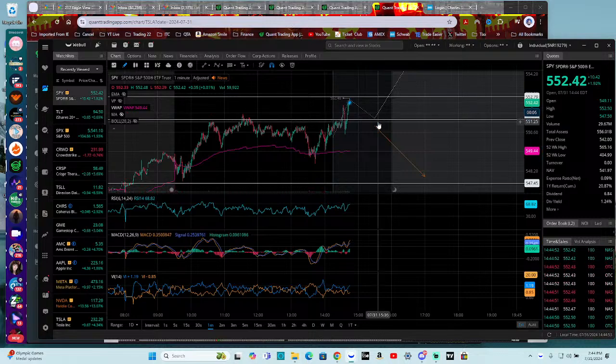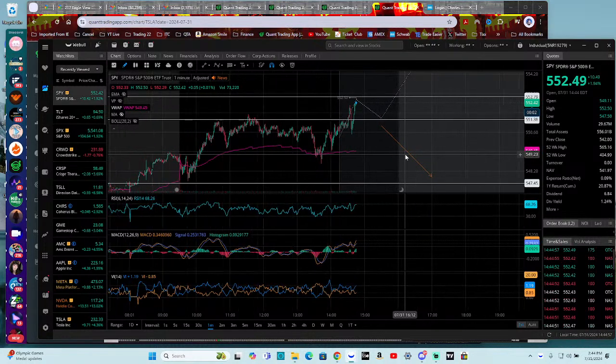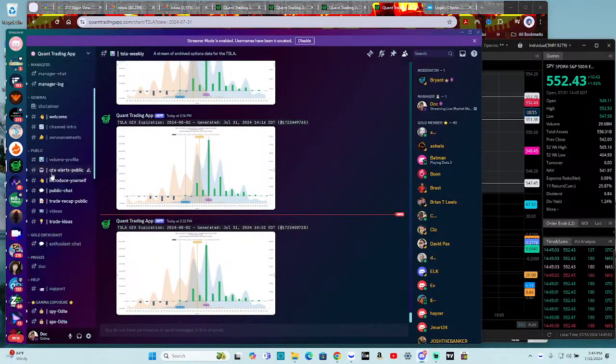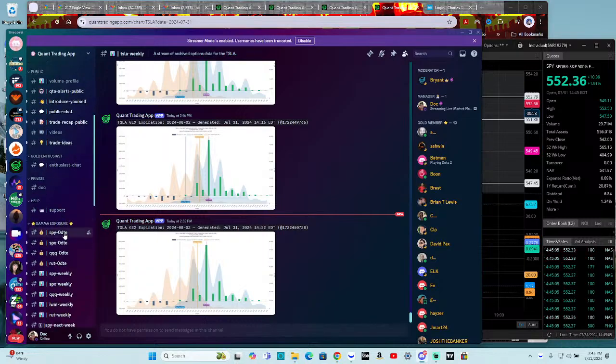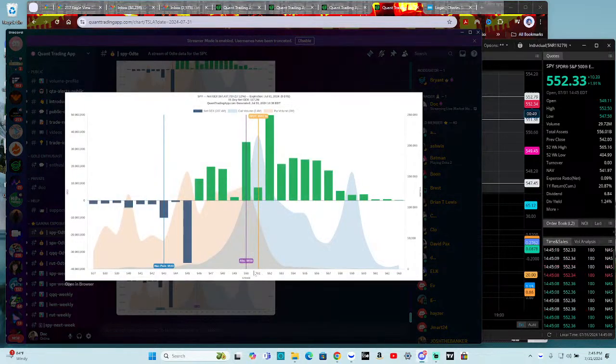That's a new one. We can hold this level and go higher, or we break it and we come back down. And if we look at the updated, you know what? Let's look at a snapshot first. There's going to be a new snapshot for SPY on 0 DTE. 550, absolute. Now this high one, 552 still.